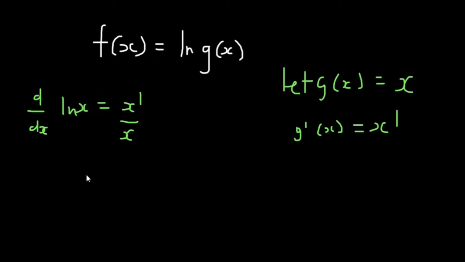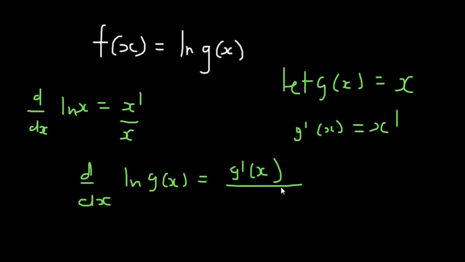So that'll be d over dx of ln of g of x, which will be equal to x prime, which is g prime of x, over x, which is g of x.